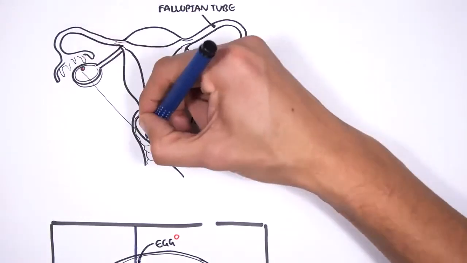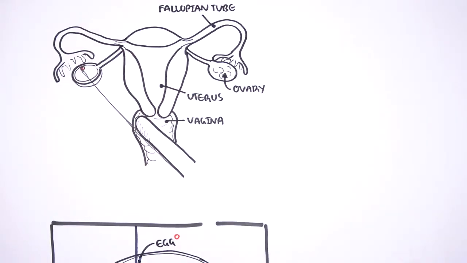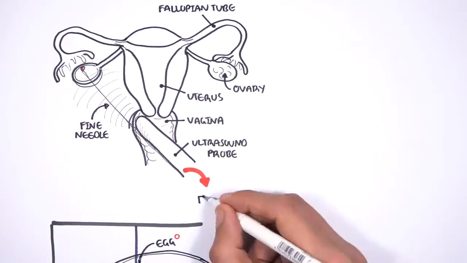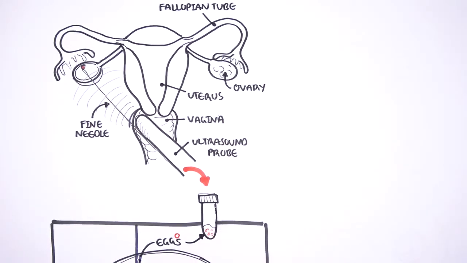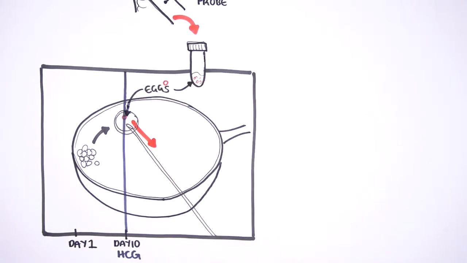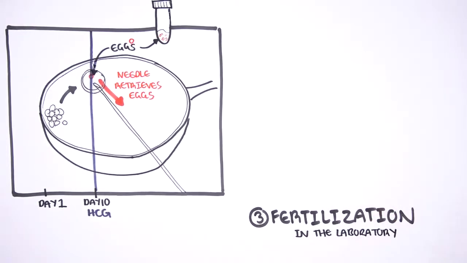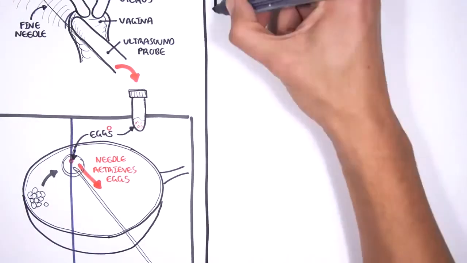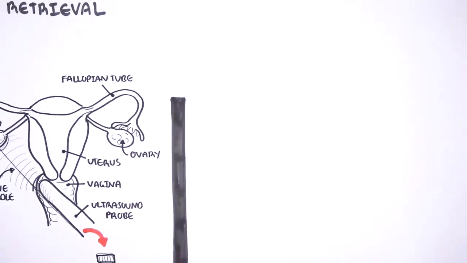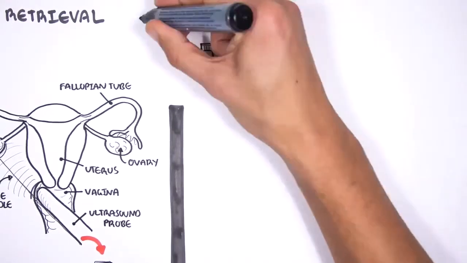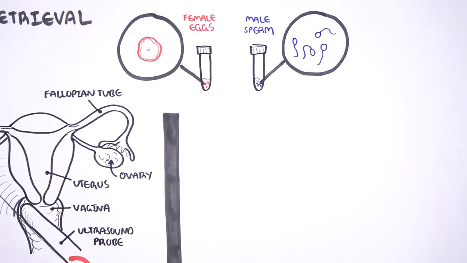Oocyte retrieval is performed using a long, hollow needle introduced via the vagina under ultrasound guidance. Here, the needle is retrieving the egg from the mature follicle. Eggs are then placed in culture media and incubated before being fertilized. And this brings us to the third step of in vitro fertilization, which is fertilization. Fertilization here occurs in the laboratory. The oocyte, which has been retrieved, is fertilized with the male sperm collected, and this is day 0.